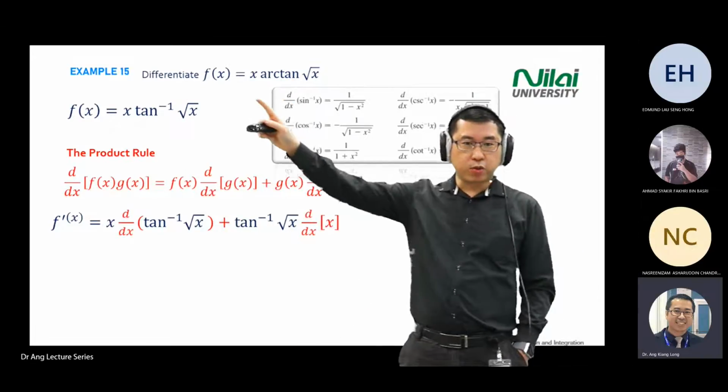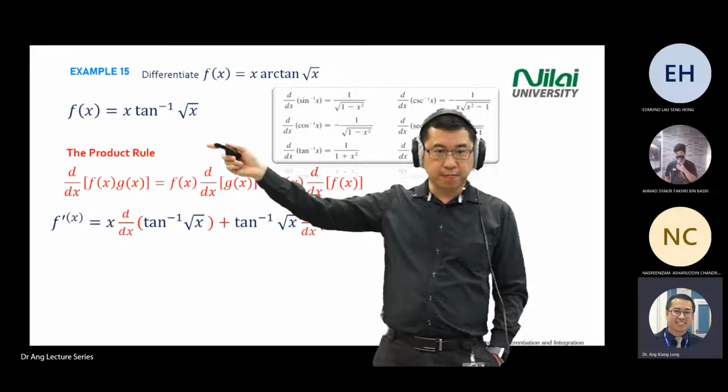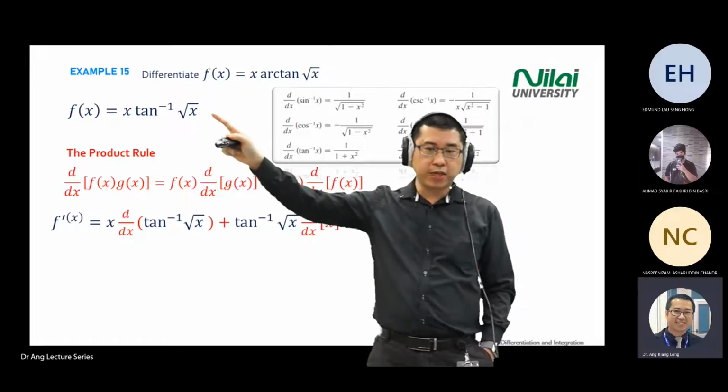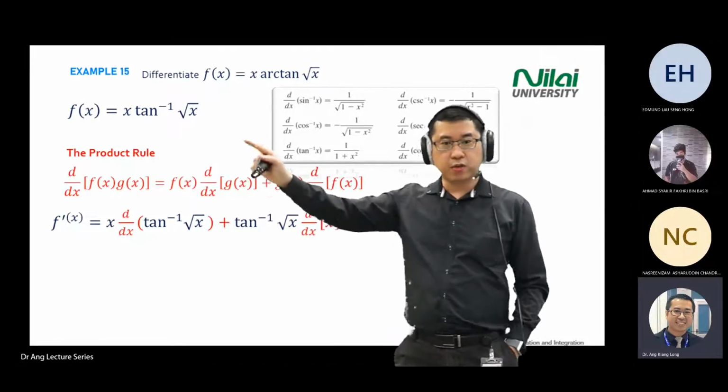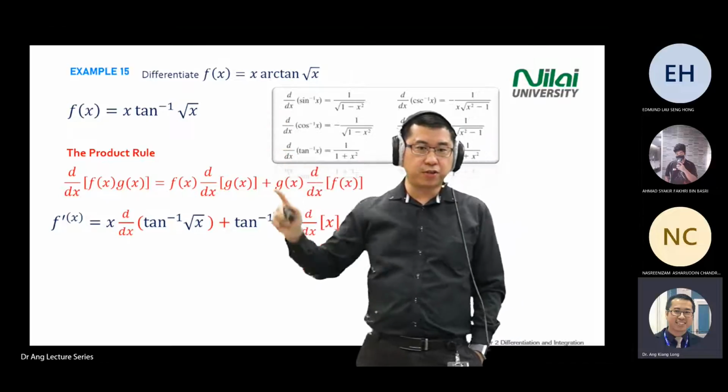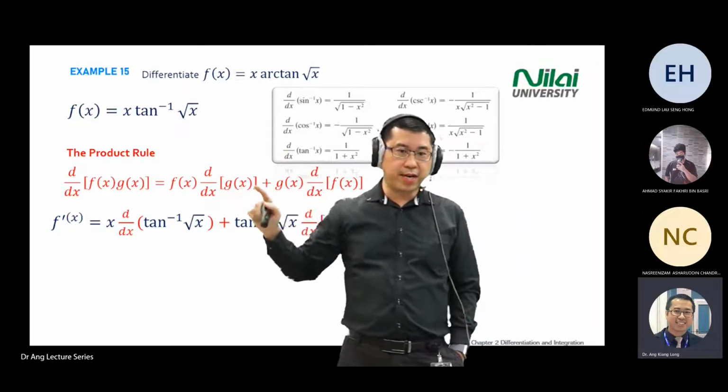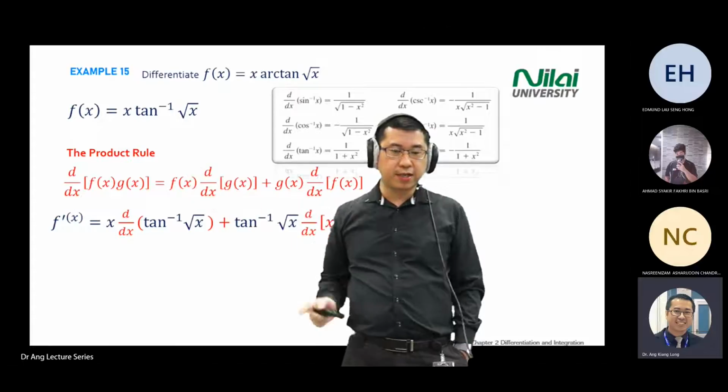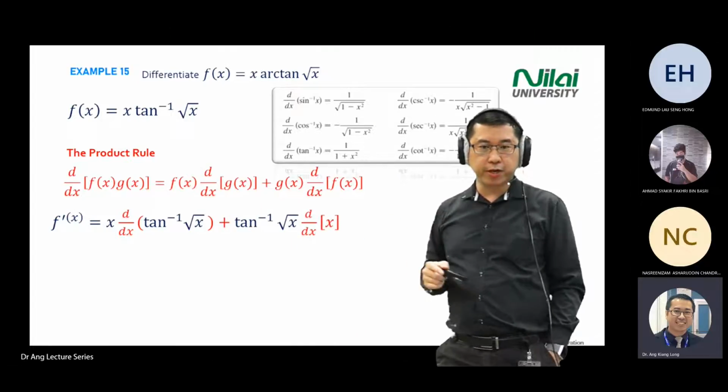Sometimes the question will not be direct like the previous example. So this one is nearer to your test 1 standard. So you will be given a function, then they ask you to differentiate. So you need to see this one as 2 functions like this one. So this is how you apply the product rules.